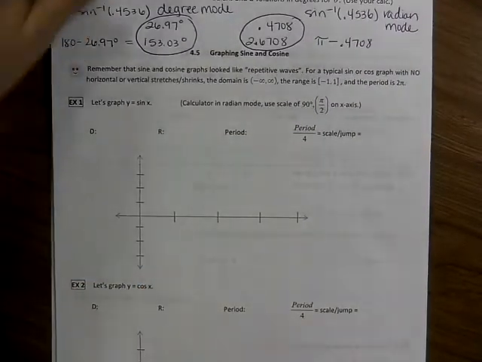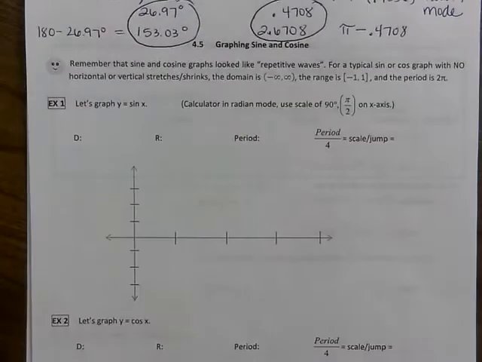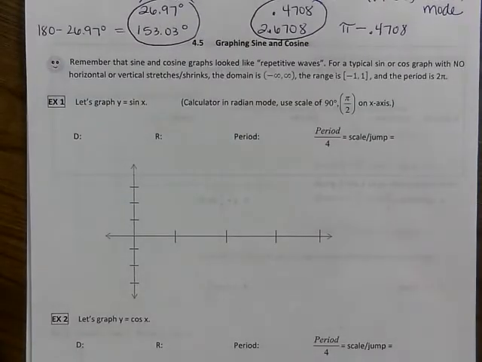All right, so today we're going to do 4.5, which is sine and cosine, okay? Just keep in mind that they are repetitive waves. You learned about them last year, right? They're repetitive waves because you can continually go around the circle over and over, and sine and cosine stem from the unit circle. So do all the other four.